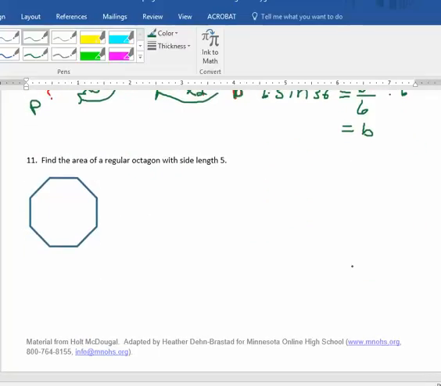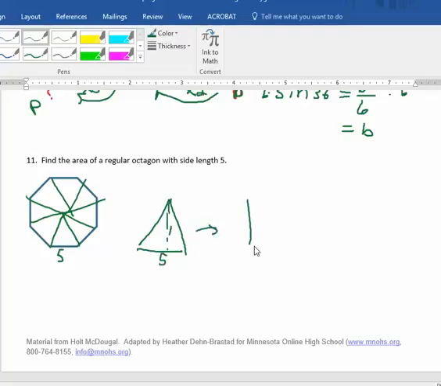Okay, one more to look at. This one has a side length of 5. Let's draw our triangle in there. So there would be 8 of these triangles. So we have one triangle with a side of 5, and then if we split that in half, we would get a right triangle with a side of 2.5. Half of 5 is 2.5.